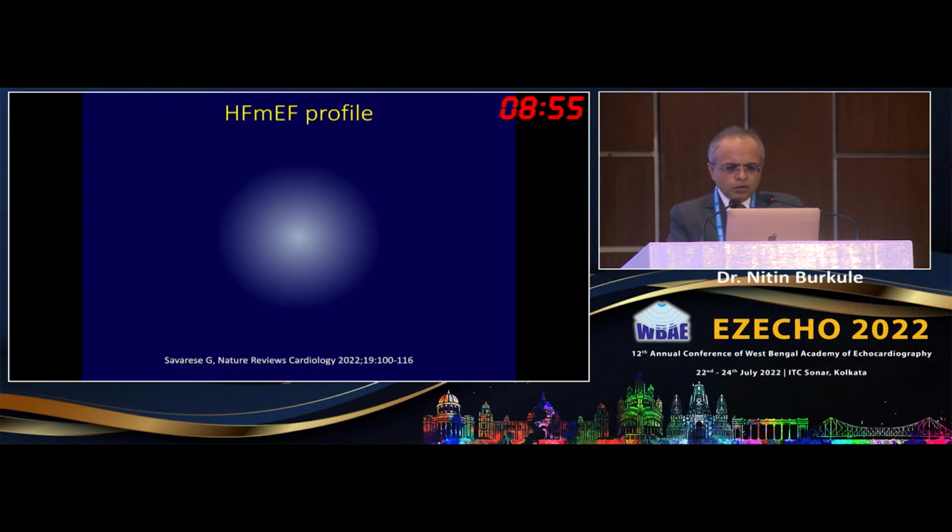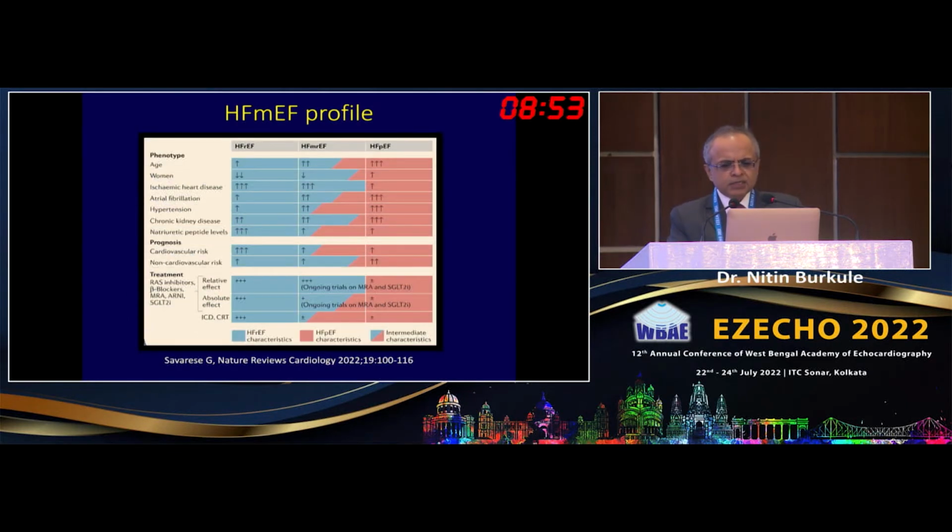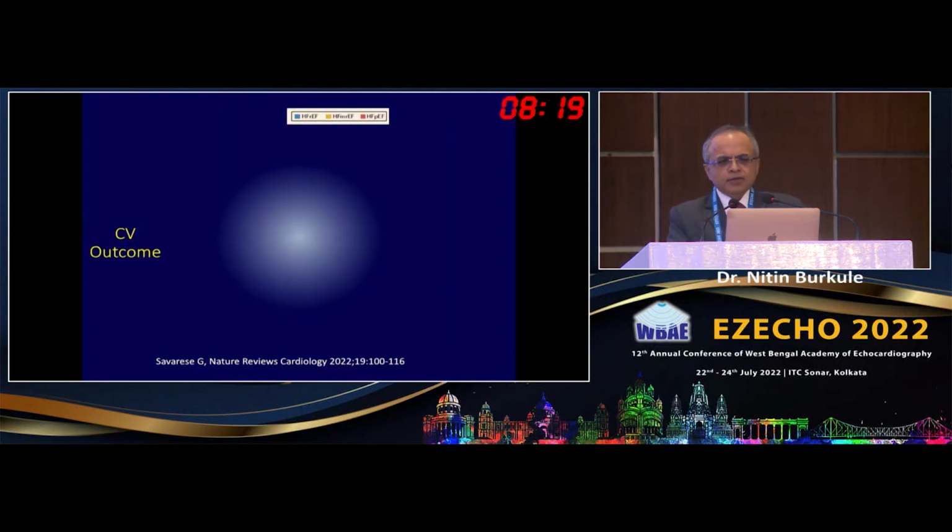So if we put it all together, this is a very interesting Nature Reviews Cardiology paper which entirely discussed this mid-range EF. And you can see that this is the profile of the HFpEFs as far as their comorbidities and their treatment effect are concerned, and this is the HFrEF profile. And you have something in between, this craggy line. So it is probably slightly closer to the HFrEFs, but their treatment effect is slightly closer to the HFpEFs. And then what about their mortality or CV outcomes?